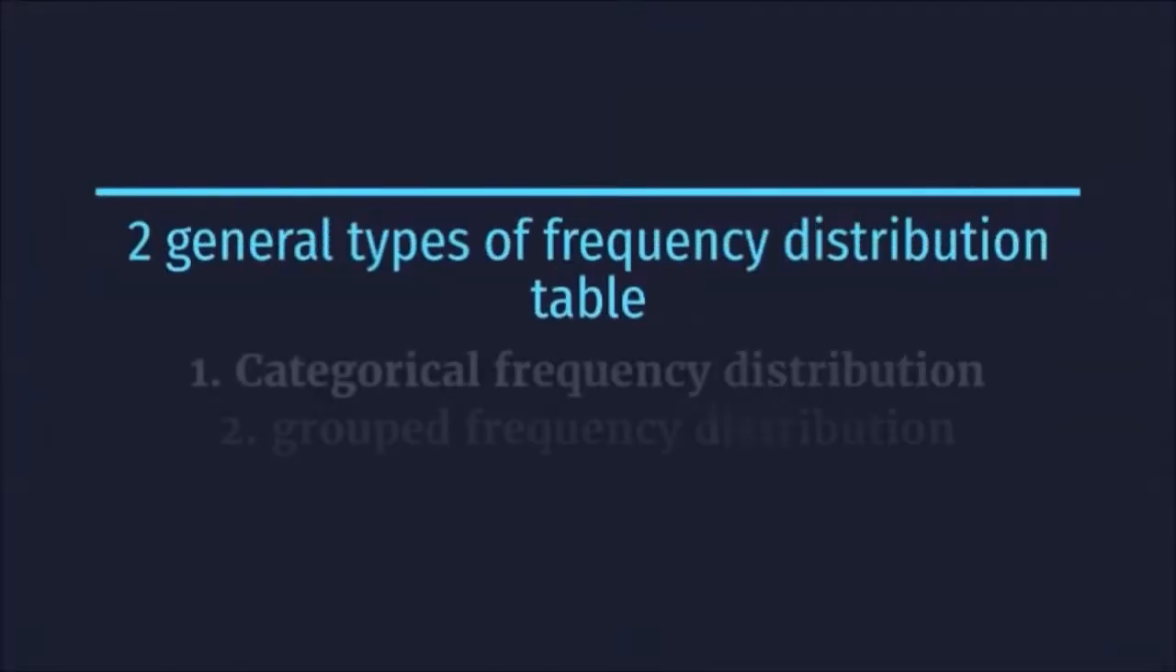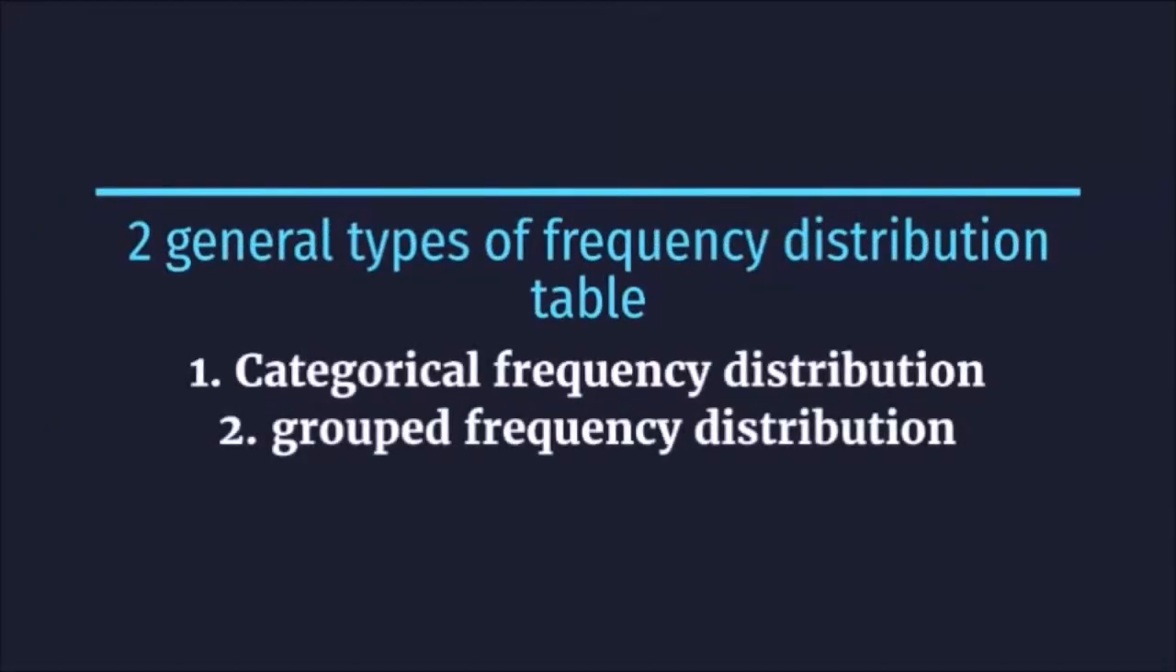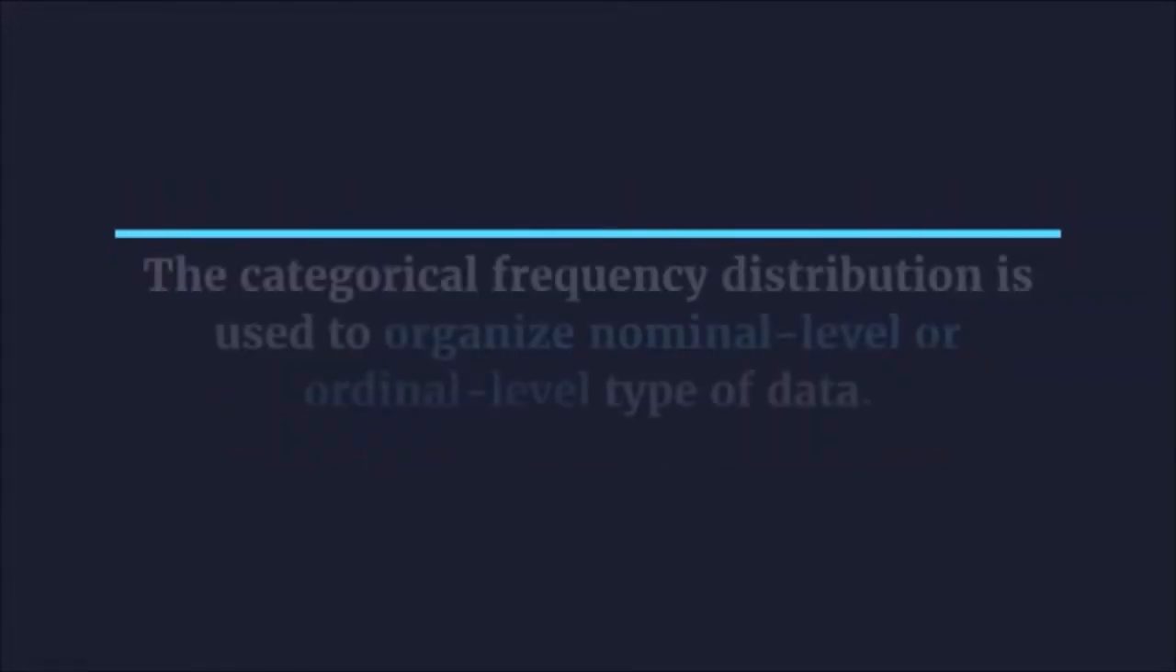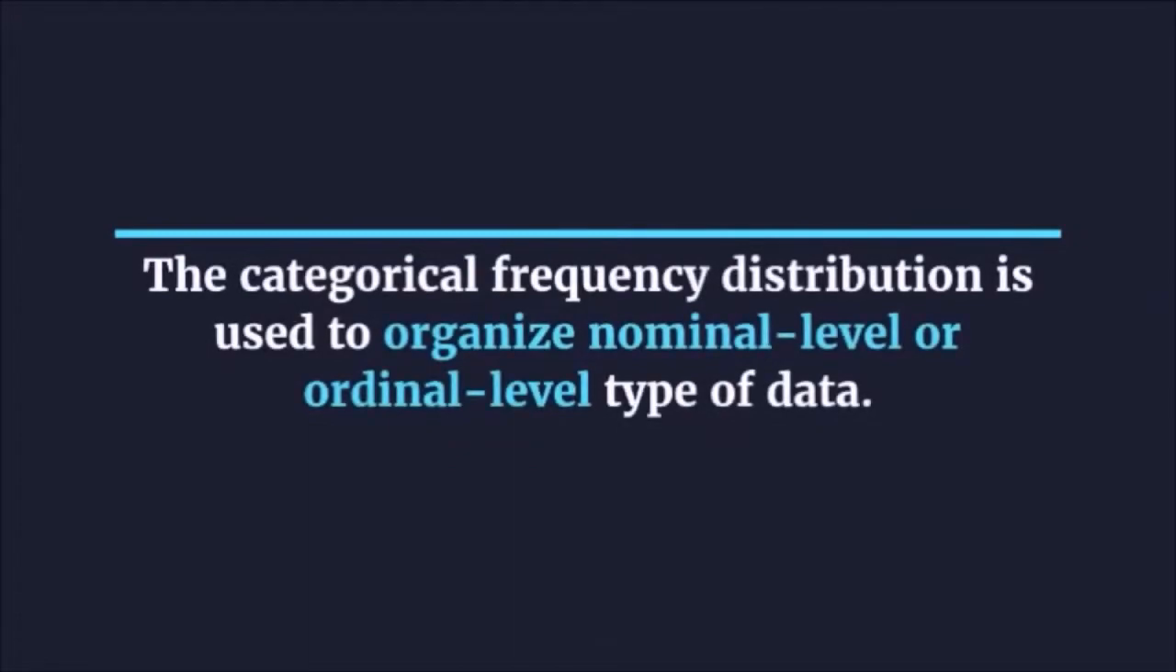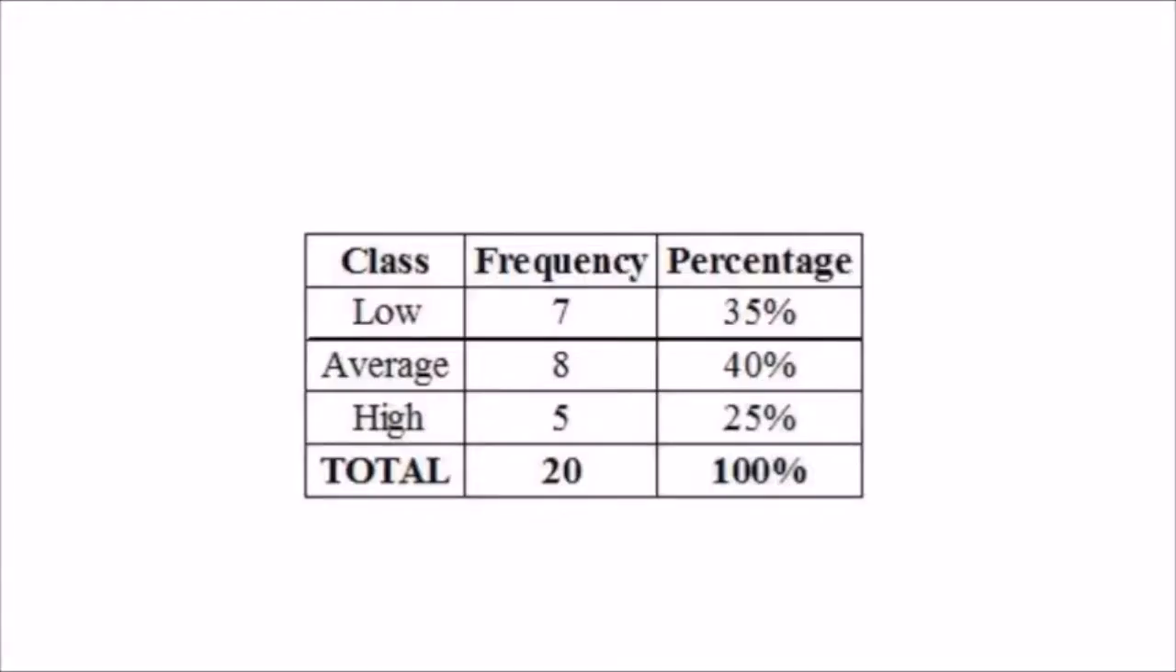In constructing a frequency distribution table, there are actually 2 general types of frequency distributions: the categorical frequency distribution and the grouped frequency distribution. Let's start first with the categorical frequency distribution. The categorical frequency distribution is used to organize nominal level or ordinal level type of data. Here is a sample of how a categorical frequency distribution looks like.